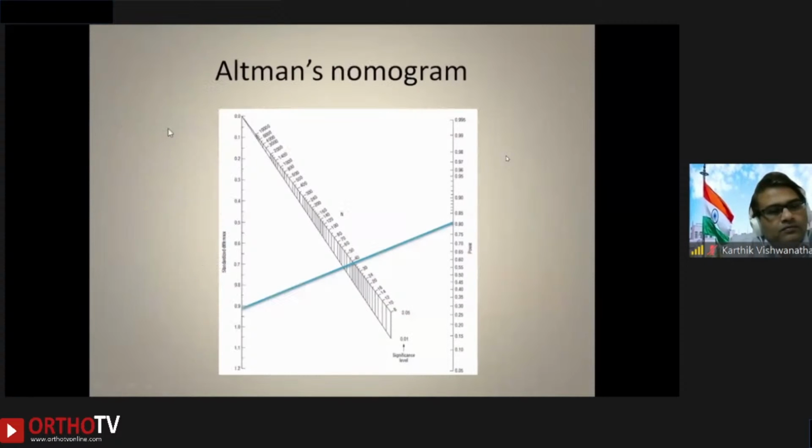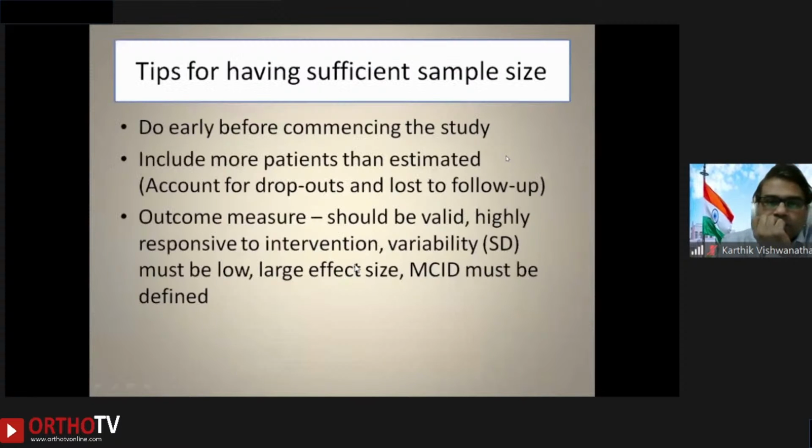You can also use Altman's nomogram, where on this side you have got the standard difference in various values. You choose that, and then here you have got power. So you have to draw a line from the standard difference. I have chosen 0.9, and then you draw a line which goes to the power. I wanted 0.80 as a power, and then you see where it is intersecting. This is the number of samples you need as per 0.05. So here it is coming to about 38. So that is how you practically use this.